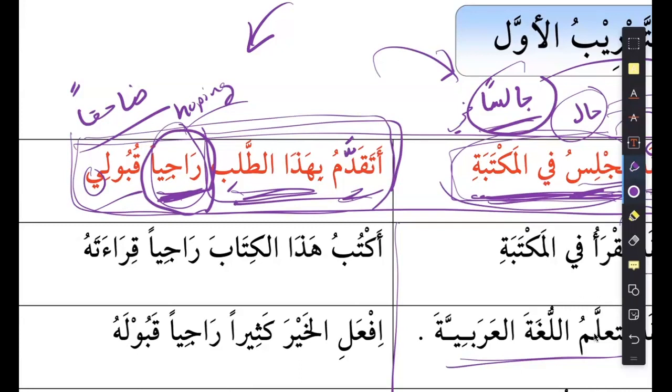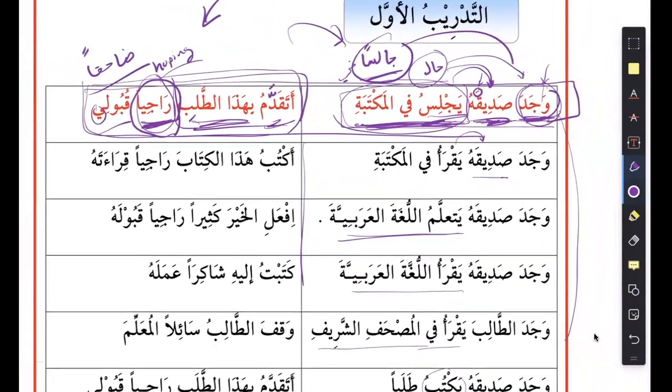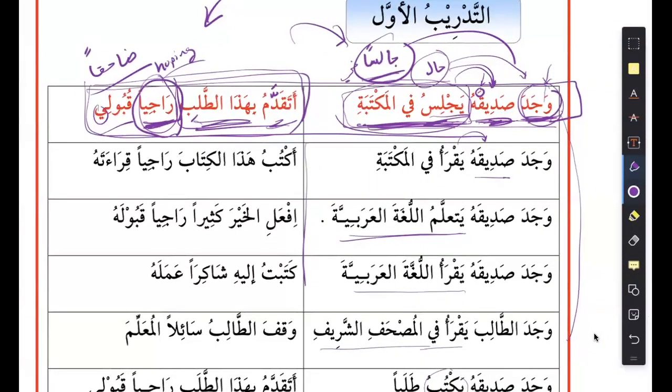So if the word means the state of, then it would be hal. With this word, if you're explaining the reason, then it would be mafuli ajlihi. So that's why if you get into discussion with the grammar, it gets to be a little bit longer conversation.